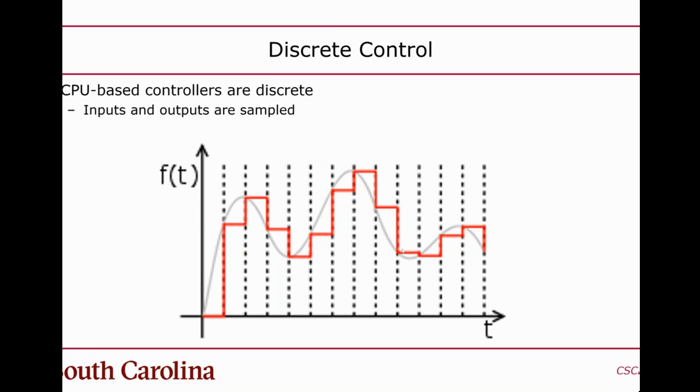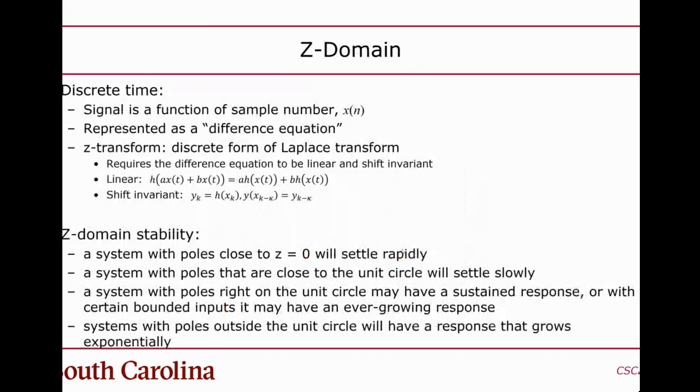So the question is, how do we know if the sample rate is fast enough for a given system? Well, generally, in order to accurately model the behavior of a discrete system, you actually don't use the S domain. You don't use the Laplace domain. You are supposed to use the Z domain. And the Z domain is kind of like the S domain. It's the discrete form of the S domain.